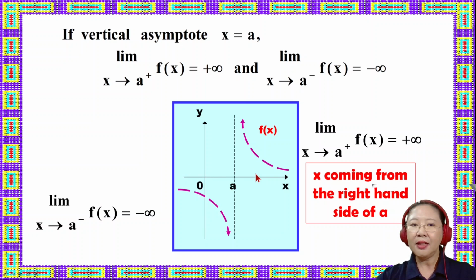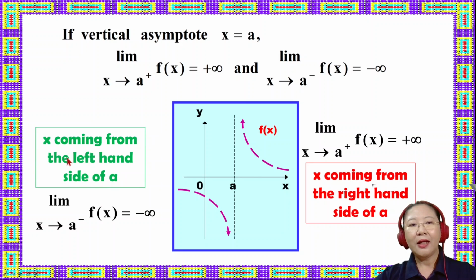Let's see the second one. The second one, we have limit where x is coming from the left-hand side of A. So you just imagine those numbers that you are filling in into your function are from the left-hand side, and the answer keeps on going smaller and smaller. So you have the arrow going down.